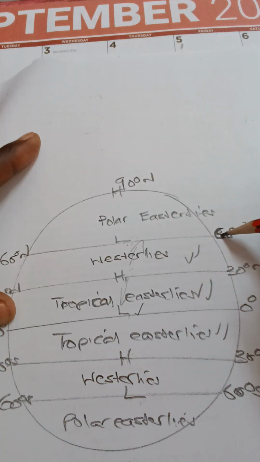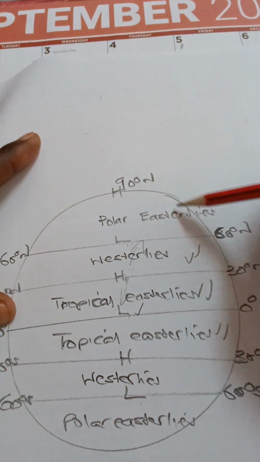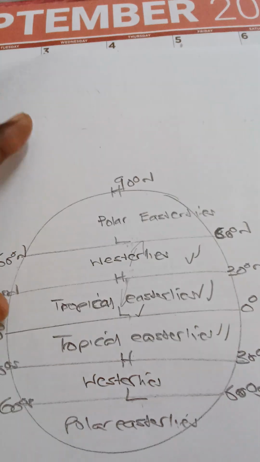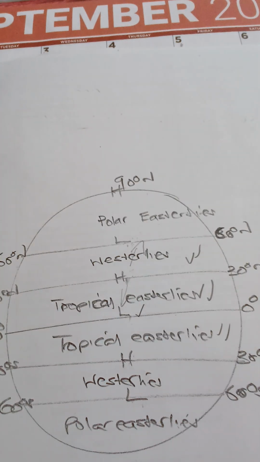That is from 60 degrees to 90 degrees north and south of the equator. That's where you've got your polar easterlies. So the reason why I'm doing this is because at some point you'll be asked, what is the direction in which the mid-latitude cyclones move? You should be able to know what drives the mid-latitude cyclones, what drives the tropical cyclones.